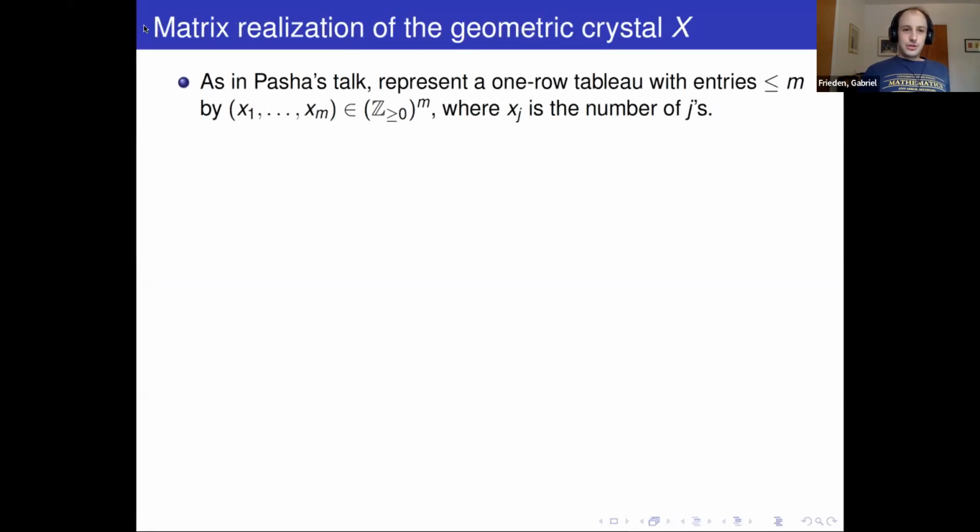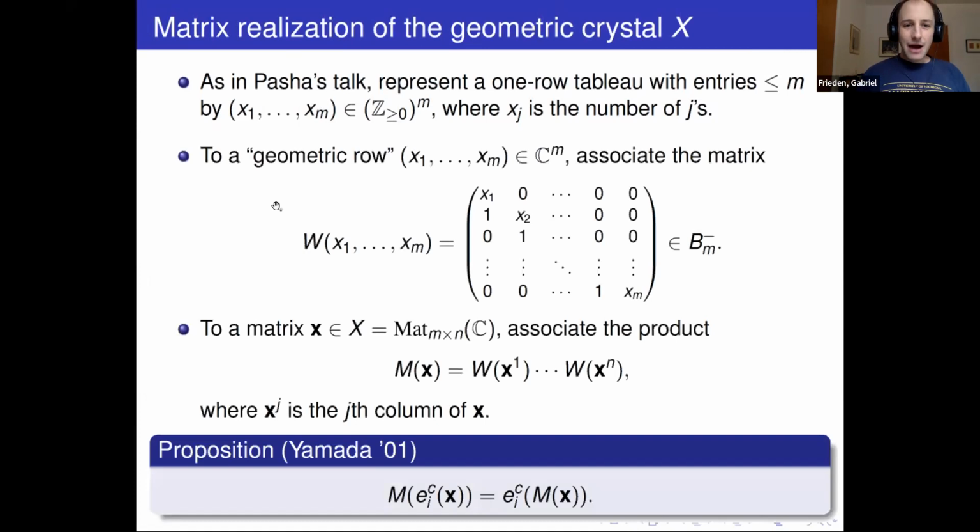Okay, so as in Pasha's talk, we represent a one-row tableau with entries. He was using entries less than or equal to n. Here I'm using entries less than or equal to m. But the point is that we just record xi, the number of i's, or xj, the number of j's in the tableau. And now we do this geometric lift where instead of taking non-negative integer m-tuples, we take tuples of complex numbers. And we think of this as being a quote unquote geometric row.